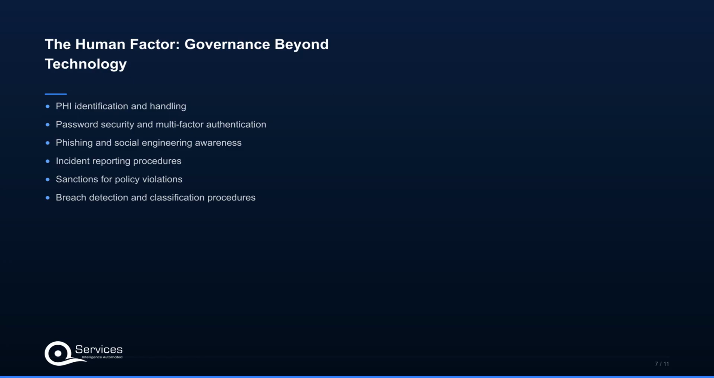Next up, now, the human factor: governance beyond technology. Technology alone doesn't ensure compliance. HIPAA requires workforce training, incident response procedures, and ongoing risk assessment. These human factors determine whether technical controls actually work.